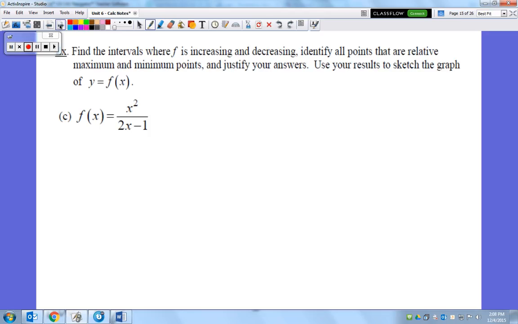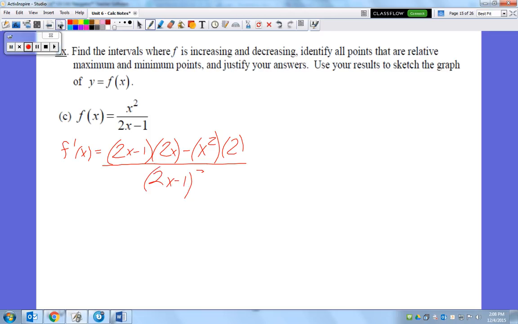Okay, so what is f prime of x? It equals 2x minus 1 over 2x minus x squared, and then in the denominator it's 2x minus 1 squared. Perfect. Now, what would y'all do here?